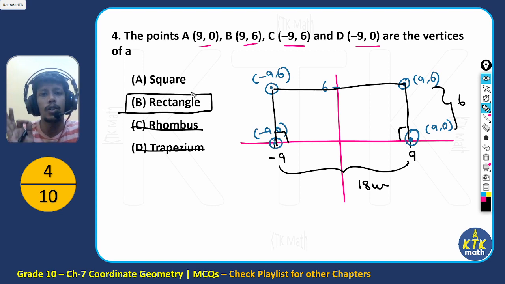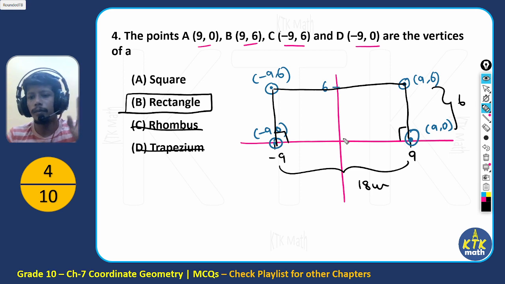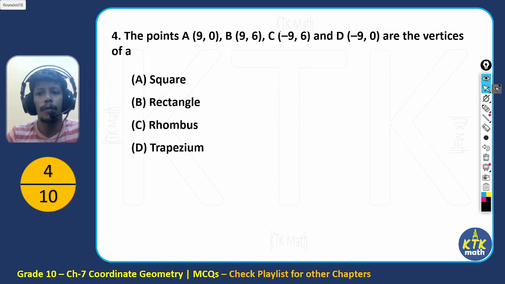I won't suggest you work out the distance formula sum. Don't waste your time finding the distance for AB, BC, CD and then the diagonals and all, it is a waste of time. Better to just draw roughly whatever points are required, plot the points, and you can easily verify what shape you are going to get. I hope you got my point, right? Yes. Okay, next, question number 5.